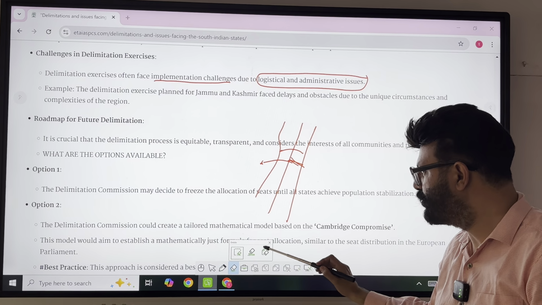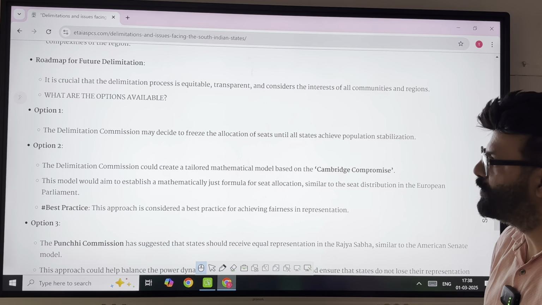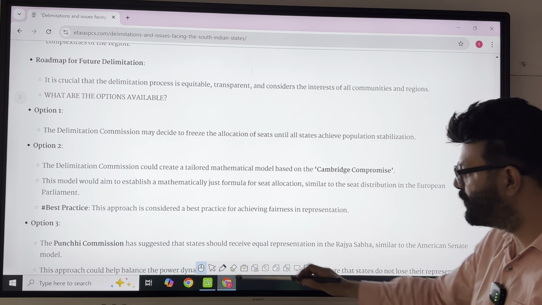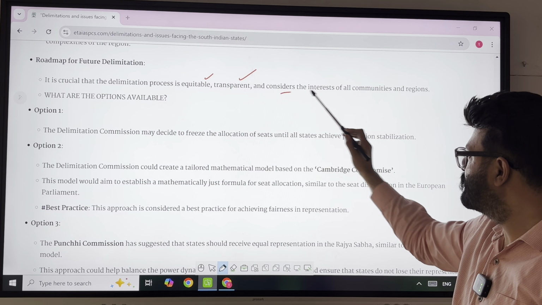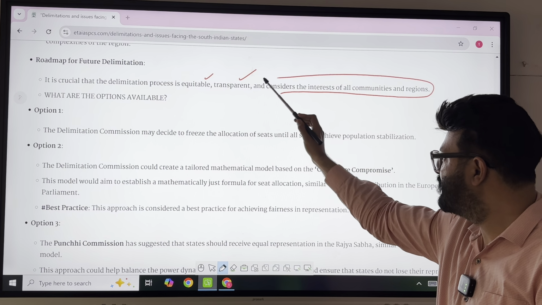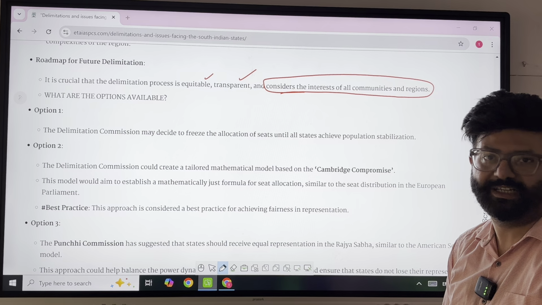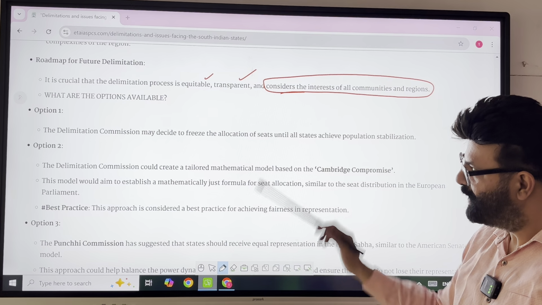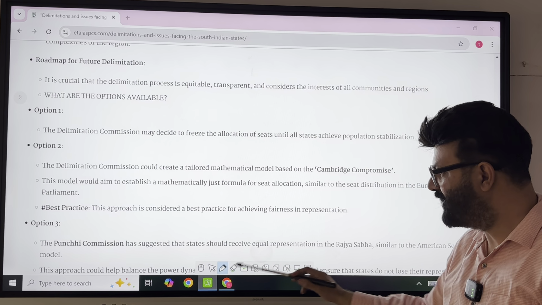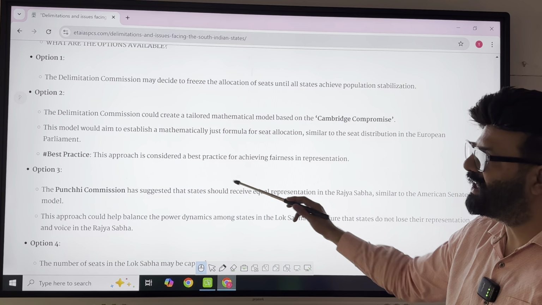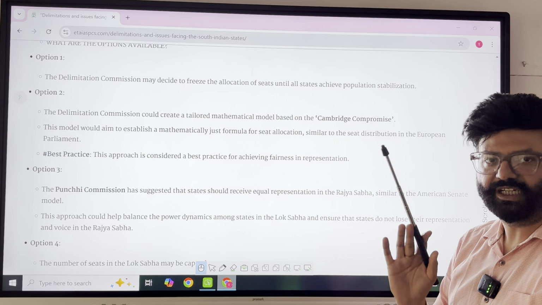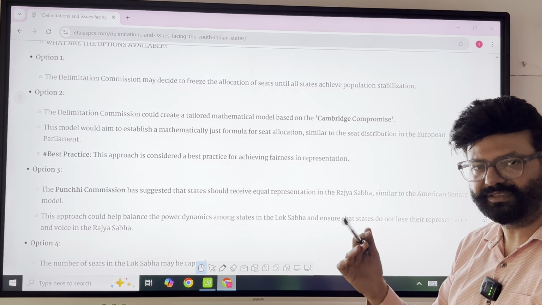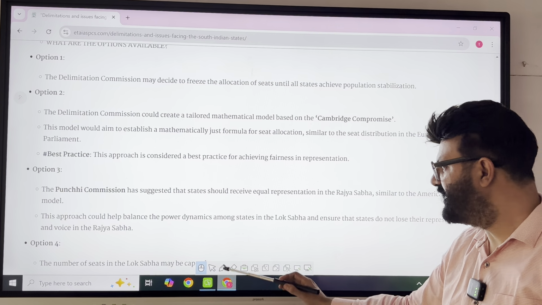Now what should be the roadmap for future day? It is crucial that delimitation process must be equitable, transparent, and it should consider the interests of all communities and regions. Now coming on to what I have asked you, okay, what can be the options in front of us? So broadly we will discuss what are the 4 options available for us in order to strengthen the delimitation process.